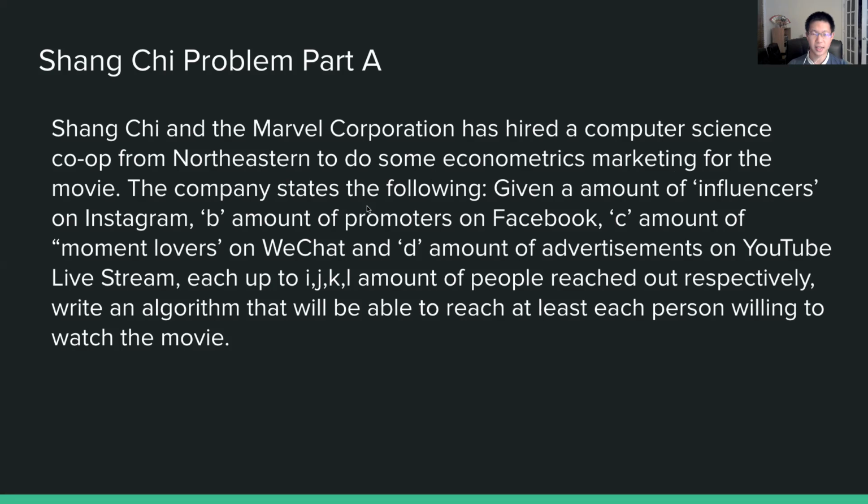The company states the following: given A amount of influencers on Instagram, I should highlight this because it's very important, B amount of promoters on Facebook, C amount of moment lovers on WeChat, and D amount of advertisements on YouTube live stream, which I definitely recommend looking at for MLB games. Each reaches up to I, J, K, L amount of people respectively. Write an algorithm that will be able to reach at least each person willing to watch the movie.